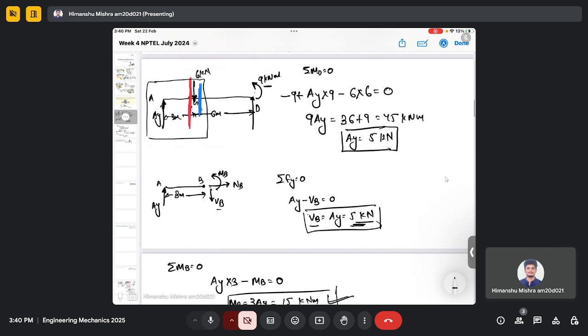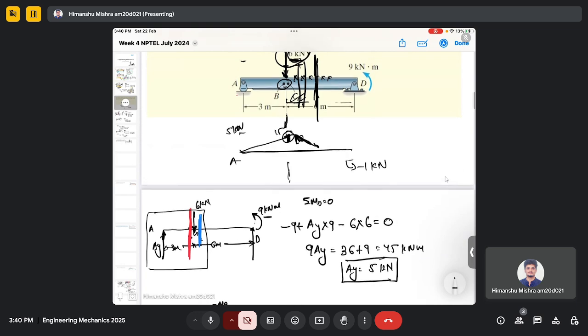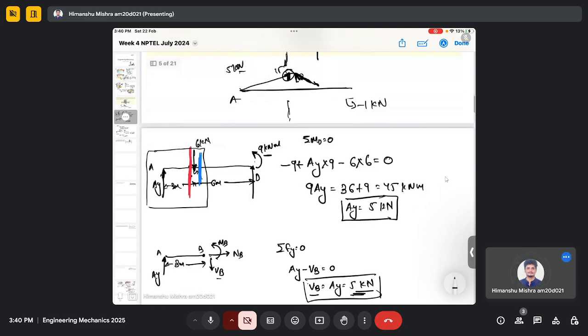Just one question: the 9 kilonewton meter that they have given will be used to find the initial reactions at A and D, right? But in the bending moment or shear, it will not be used if we keep cutting from the left side from E. It will never come into the picture at all if you keep cutting from the left hand side.